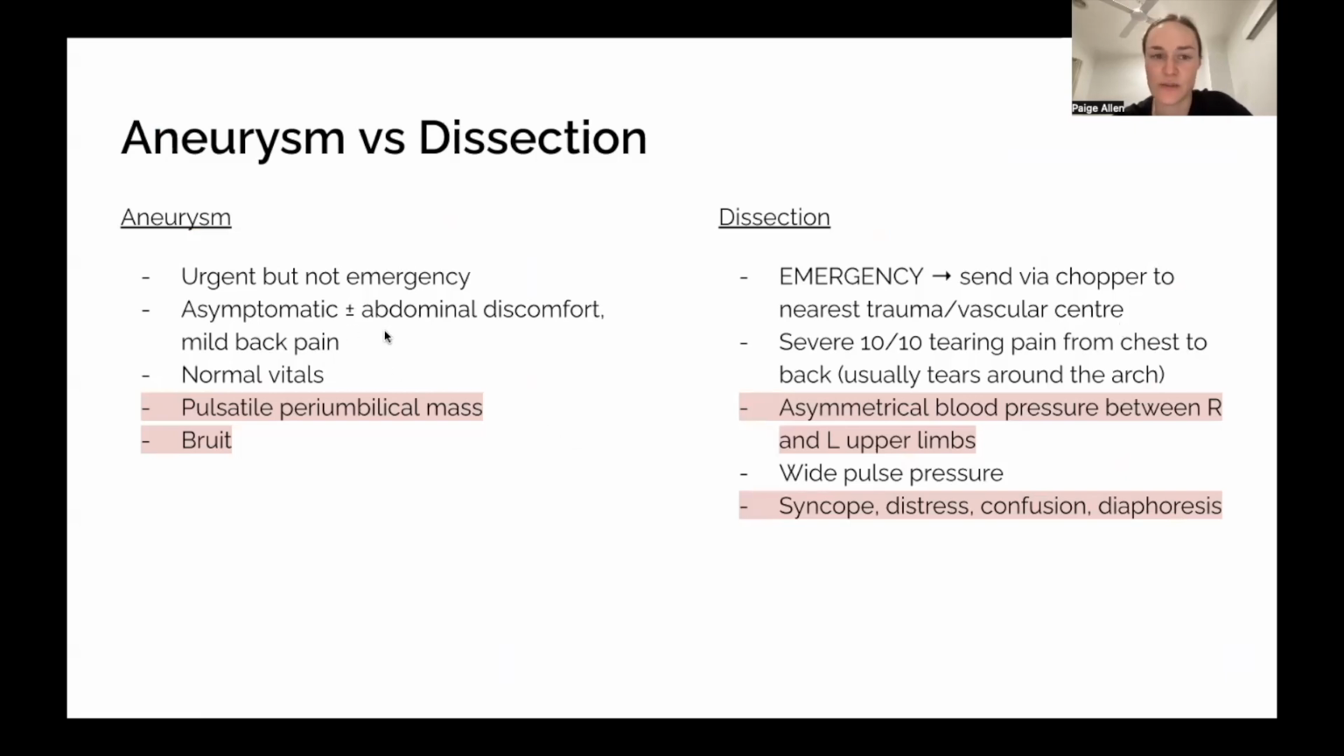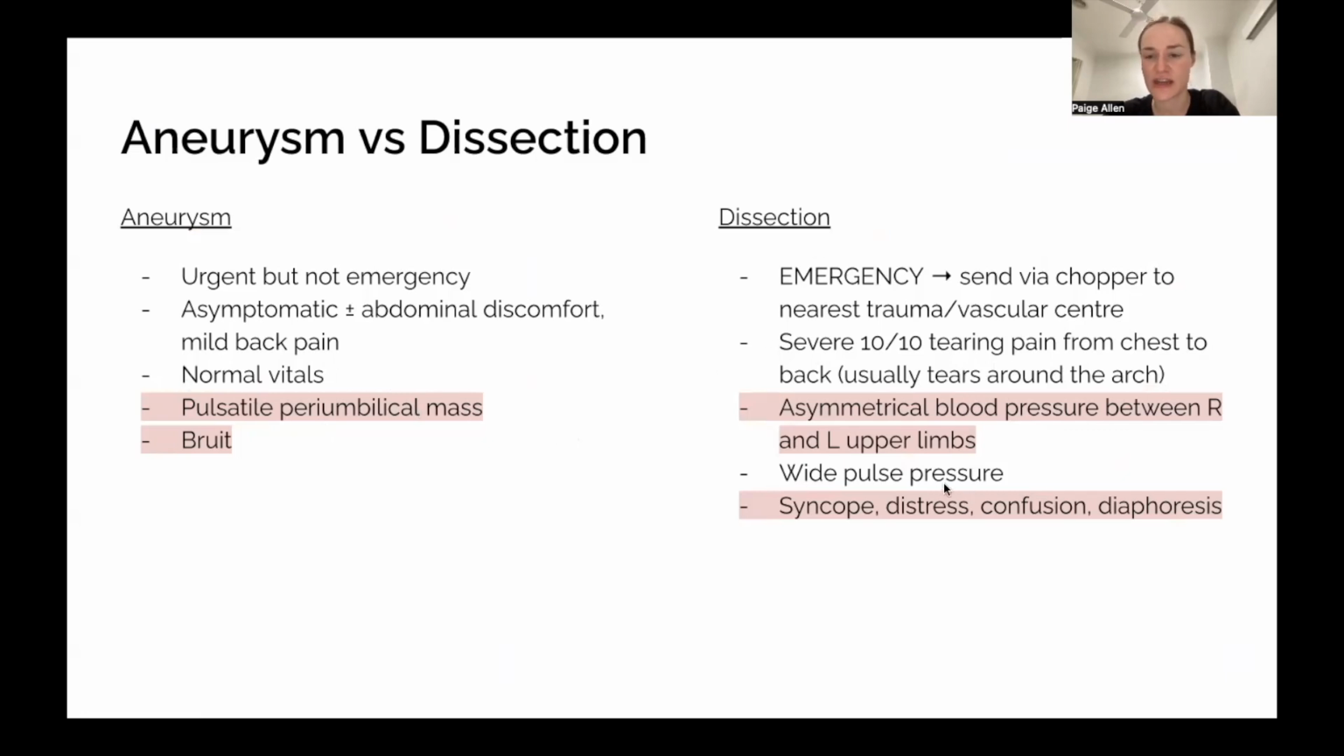So an aneurysm, you can be totally asymptomatic, or you might just have some abdominal discomfort, like a bloated sort of feeling, or some back pain, because again, the aorta is quite retroperitoneal. Versus in dissection, you're going to get that 10 out of 10 tearing back pain. And it can come either from chest or abdomen or back, wherever the actual problem is. In terms of vitals, your vitals will be fine in an aneurysm.